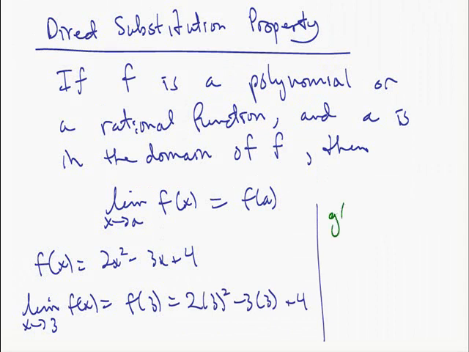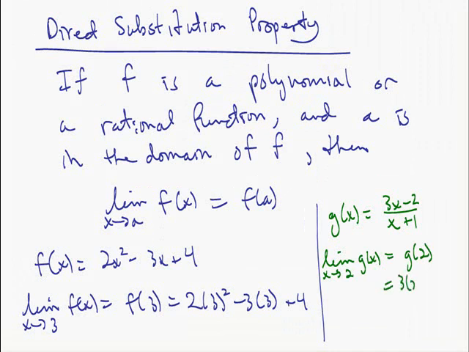The rational function example, if we have, say, g of x is 3x minus 2 over x plus 1. Well, we could say then that the limit as x approaches, say, 2 of g of x is just going to be g of 2, since 2 is in the domain of this function. And so it would just be 3 times 2 minus 2 over 2 plus 1.